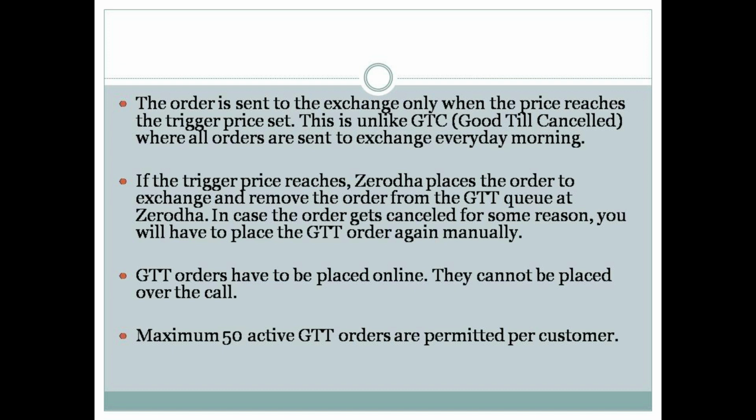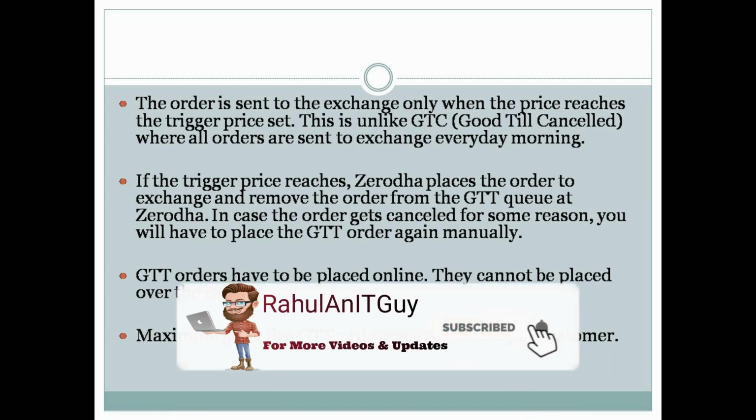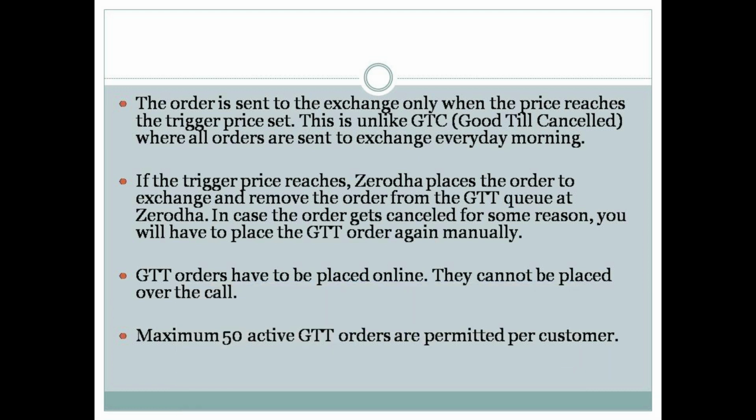If the trigger price is reached, Zerodha places the order on the exchange and removes it from the GTT queue. In case the order gets cancelled for some reason, you will have to place the GTT order again manually. GTT orders have to be placed online, they cannot be placed over the call. Maximum 50 active GTT orders are permitted per customer.